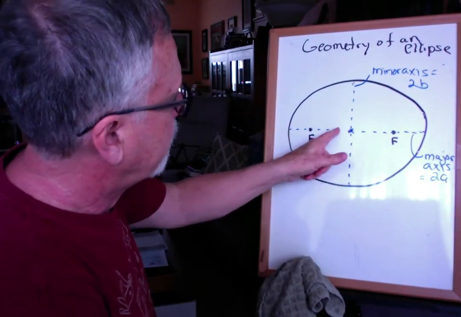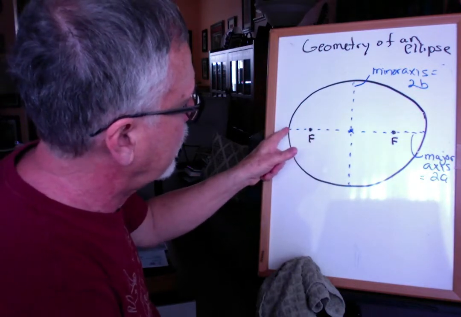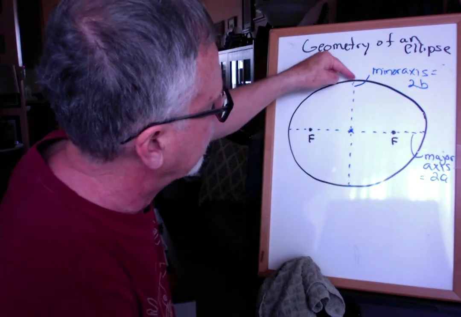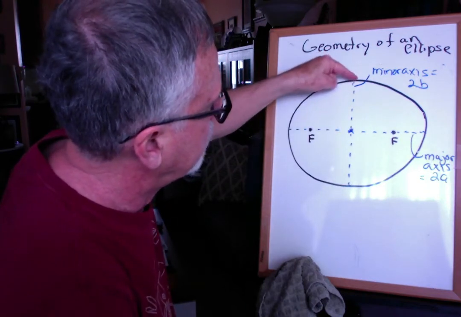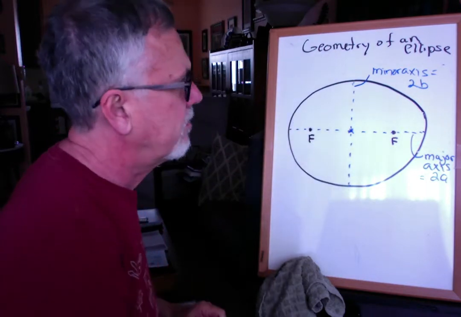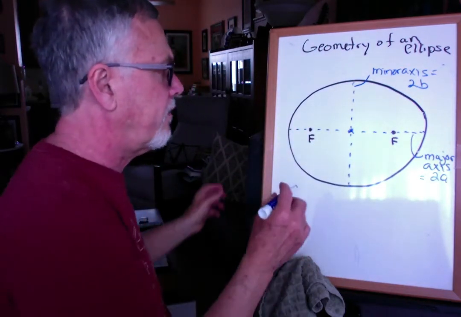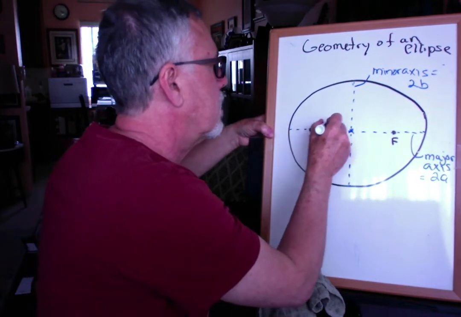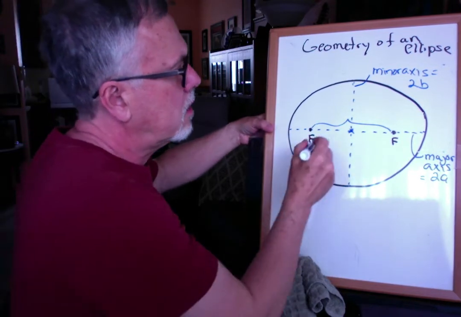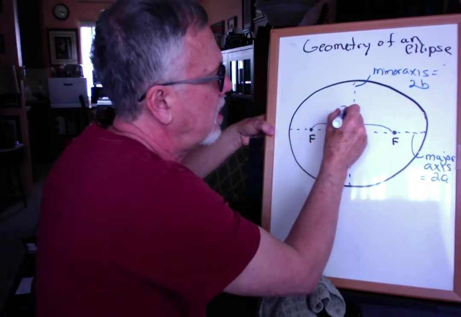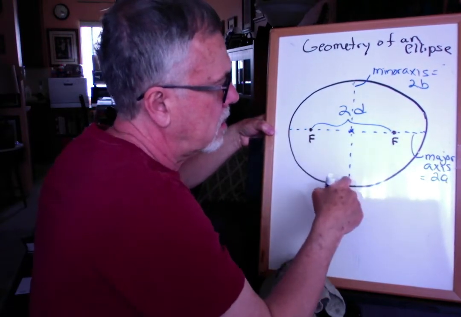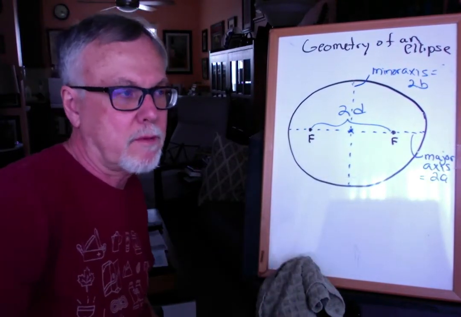So this length from the center over to the edge is a, and from the center over there is a. From the center up to the curve is b, and b down to there for the minor axis. And then the final thing we said is that the distance between the two foci is 2d, where that distance is d and that distance is d, because of the symmetry of these things.